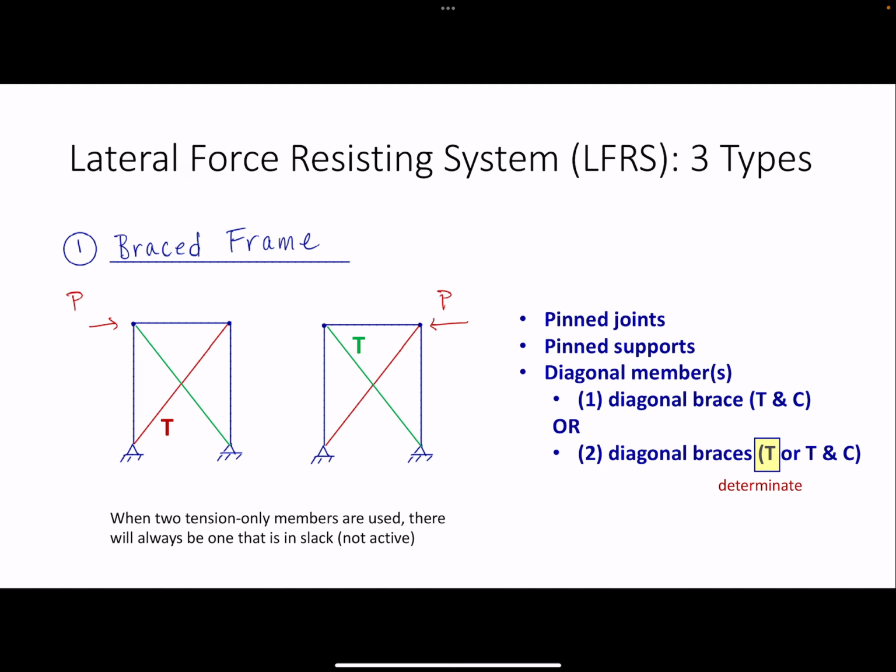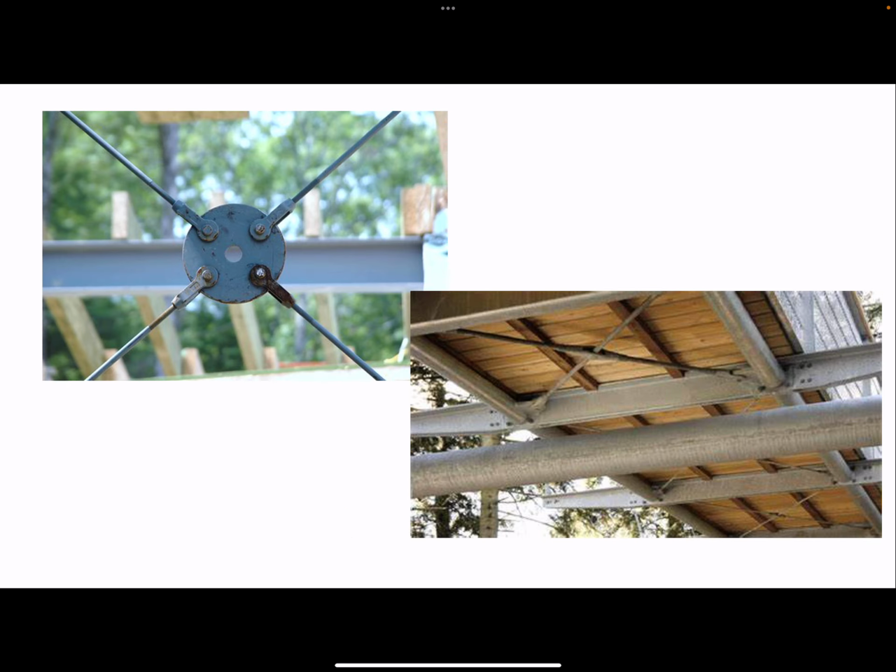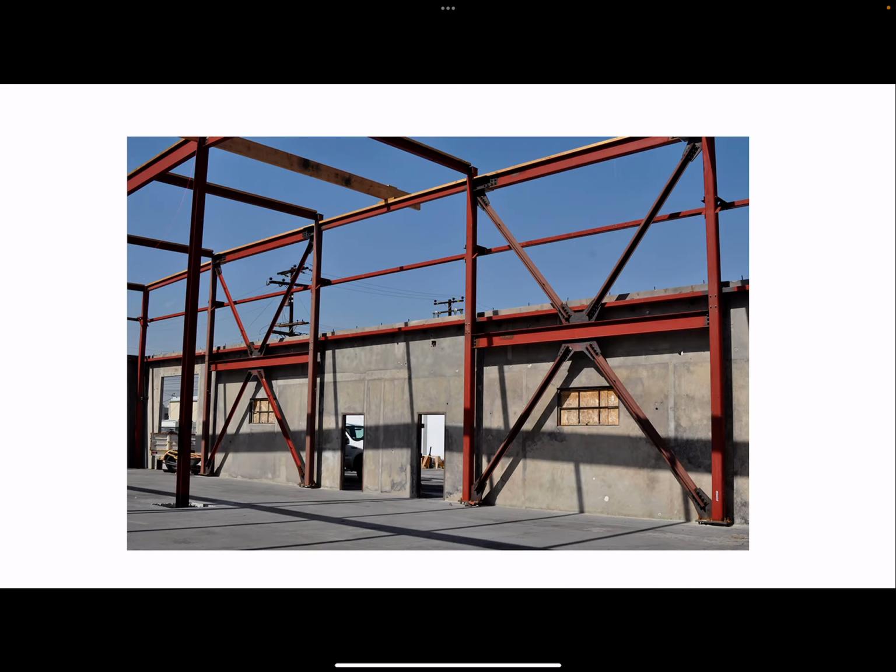Or maybe those diagonal members, if you have 2 of them, could be ties, and then they're only able to resist tension, right? So in that situation, this is a determinate configuration, because if the load is in this direction, you know that this member is going to be engaged in tension, and this member is doing nothing. It's just going to be slack, right? So we call that a zero force member. And then the roles would be reversed if the direction of the load is reversed. So here are a few examples showing that condition, right? If you've got tension-only bracing. And here are some examples where you have bracing that can resist both tension and compression.